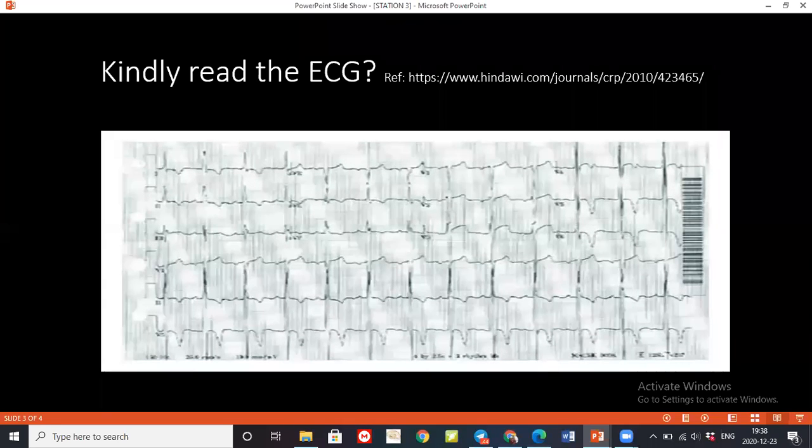How would you grade aortic stenosis? It can be mild, moderate, or severe, depending upon the valvular area. If it is more than 3.5 centimeters square, it's okay. If it is between 2.5 and 3.5 centimeters square, it's mild, between 1.5 and 2.5, it is moderate, and below 1.5 centimeters square, it is severe aortic stenosis.